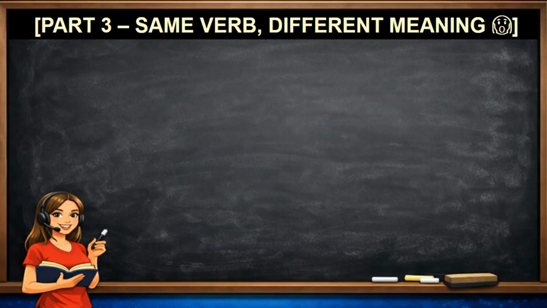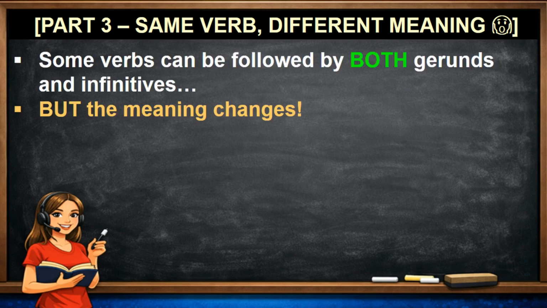Part 3. Same verb, different meaning. Now here's where things get interesting and confusing. Some verbs can be followed by both gerunds and infinitives, but the meaning changes. Let's look at the most important ones.